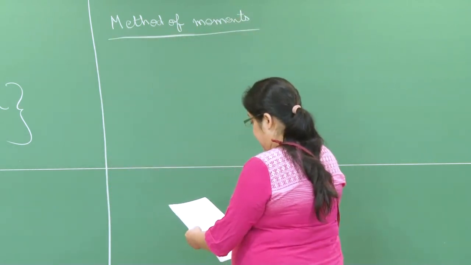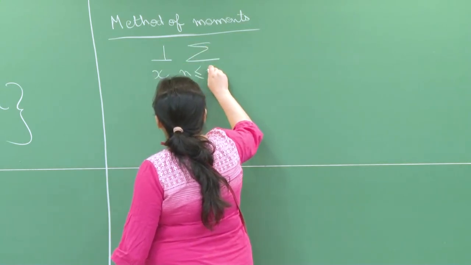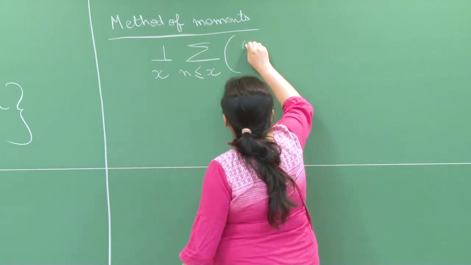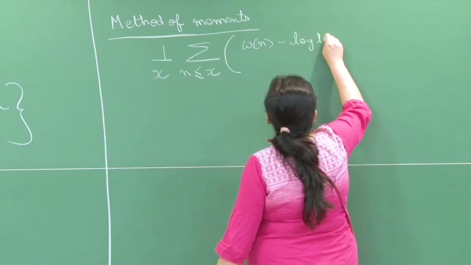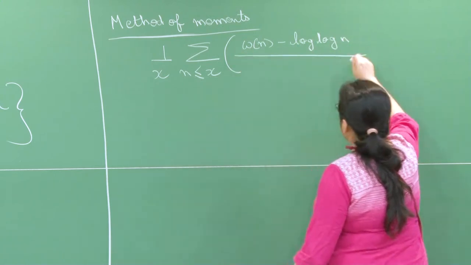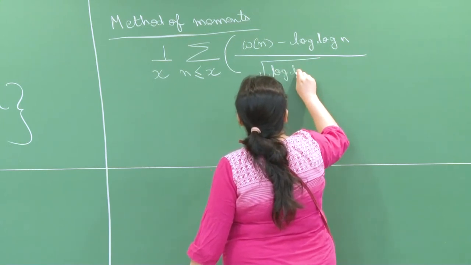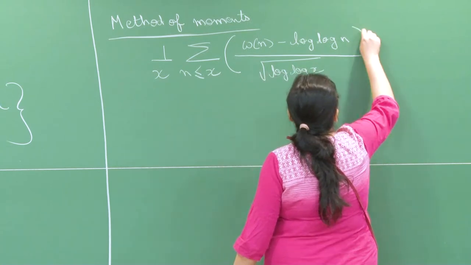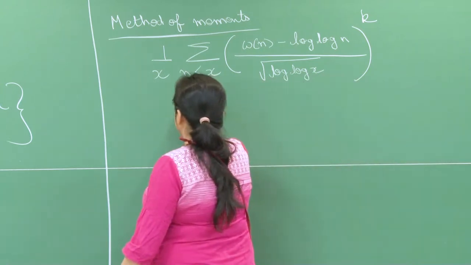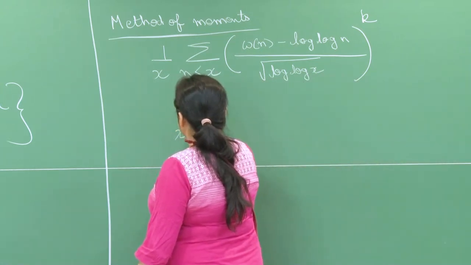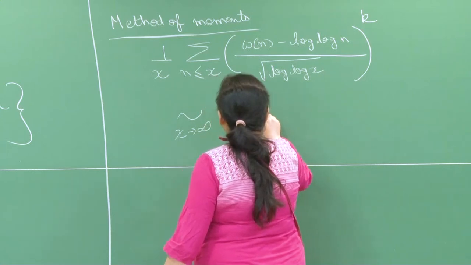To prove this, what does that mean? So we take 1 over x summation n up to x of the kth powers of omega n minus log log n over root log log x. We evaluate this and we see that as x goes to infinity, this is asymptotic to m sub k for each k.